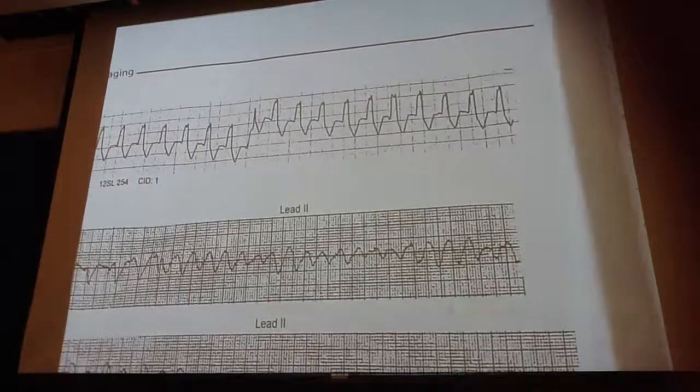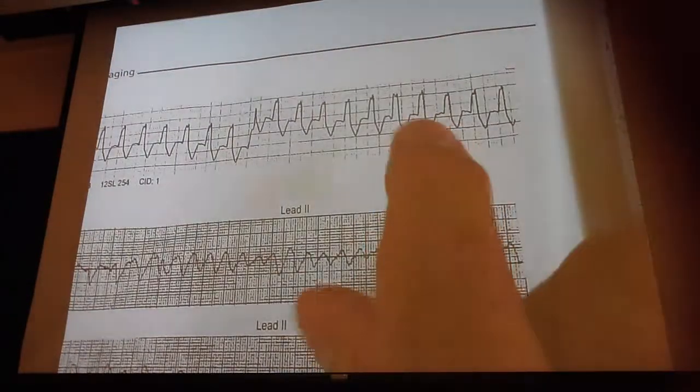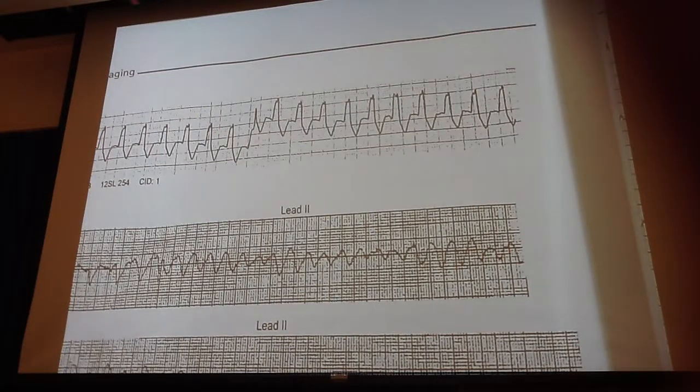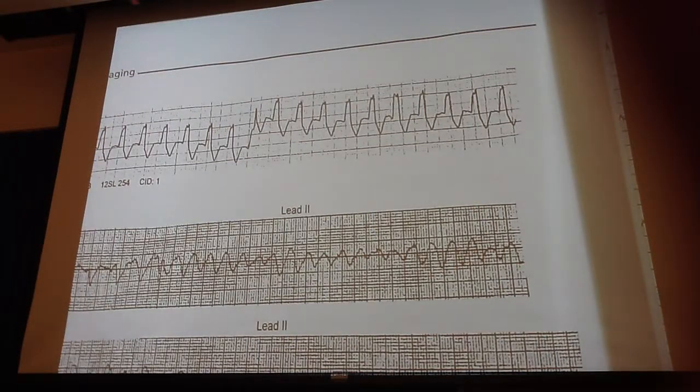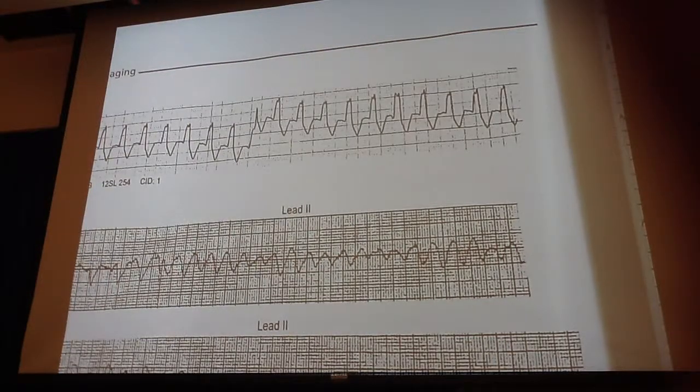Okay? But that's something that you need to remember, is that whenever we have ventricular tachycardia or ventricular fibrillation, those are the two shockable conditions for defibrillators. Okay? Some other things that we will mention here.